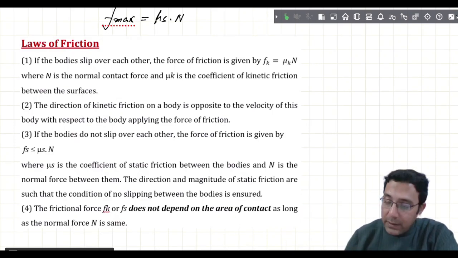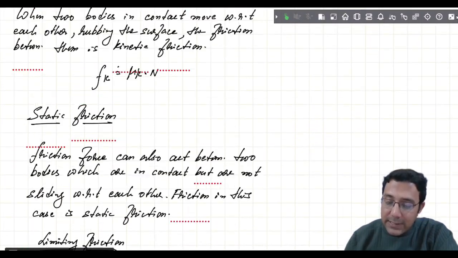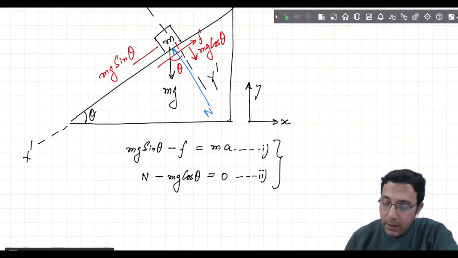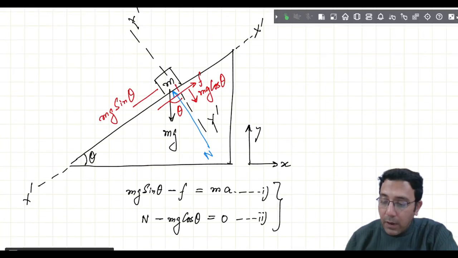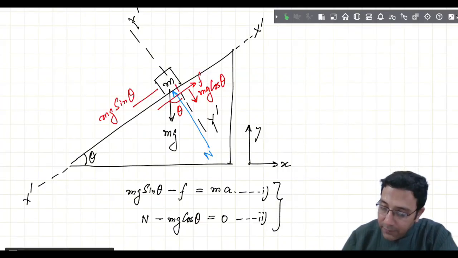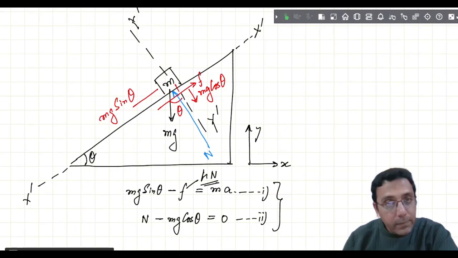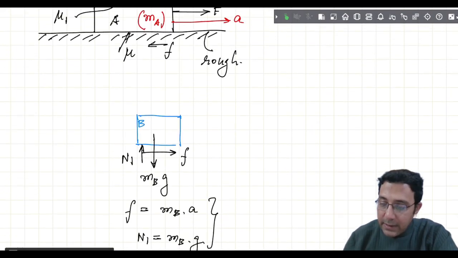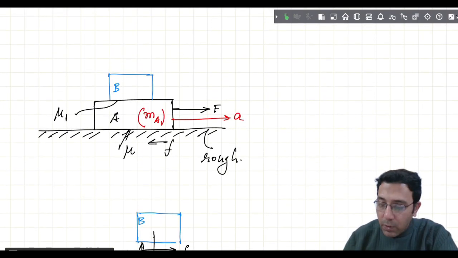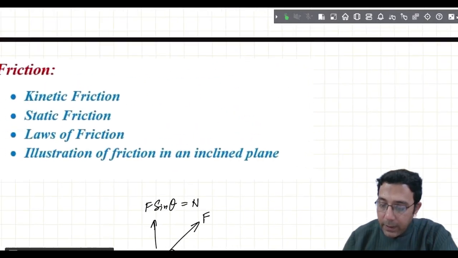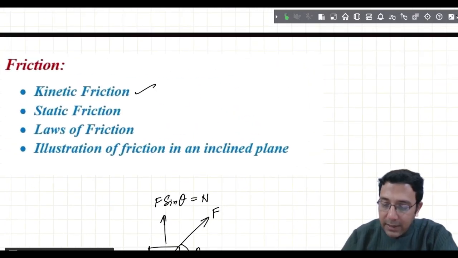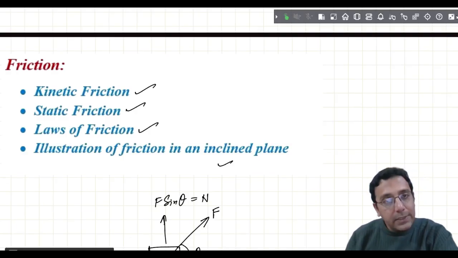So what are the things we have covered? The laws of friction, limiting friction, static friction, kinetic friction. Okay, the free body diagram of a mass on an inclined plane. The inclined plane is not smooth, it is having a friction coefficient. Okay, in this case this F will be mu into n. Then we have seen the basic body kept at rest. What will be the free body diagram? Okay, so kinetic friction, static friction, laws of friction, and illustration of friction on the inclined plane.